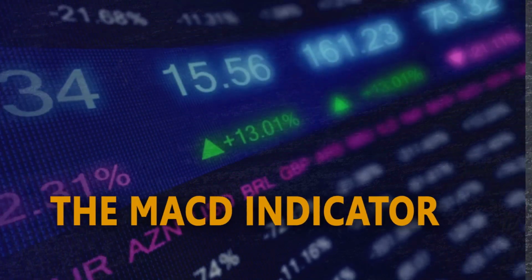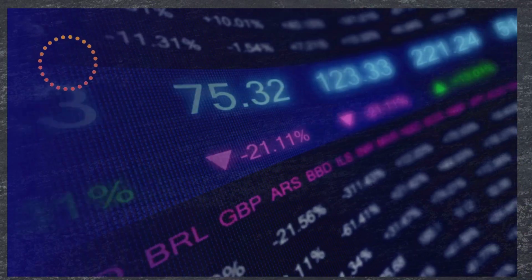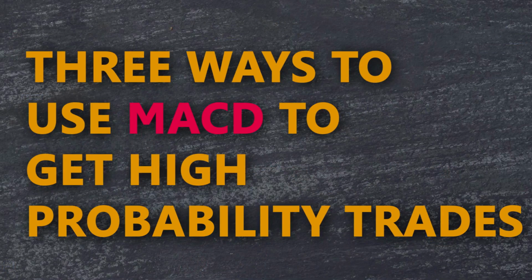The MACD indicator is probably one of the best, if not the best indicator in the market, because firstly, it combines multiple indicators into one indicator, which makes it very, very simple for you to trade using the MACD, and it makes it easier for you to identify high probability trades. So in this video, I'm going to show you 3 secrets or 3 ways that you can use the MACD to get high probability trades in the market.